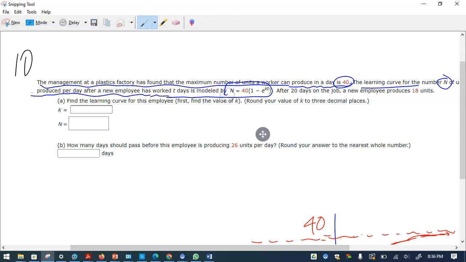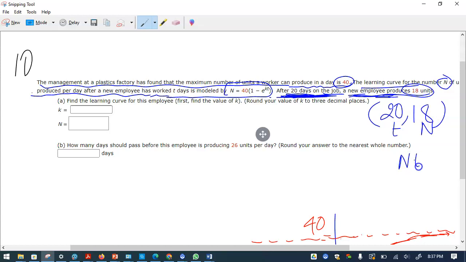So they already gave this. T is how many days the employee has been working, but they have given us one input. That means if a worker has been working for 20 days, after 20 days, a new employee produces 18. That means after 20, it is 18. It means the input is T and the output is the N.